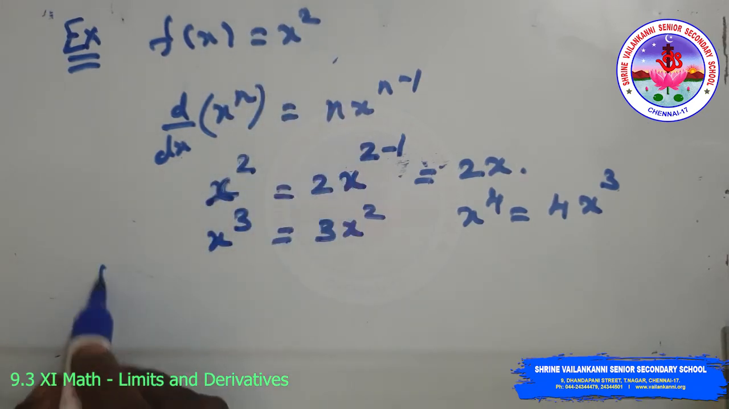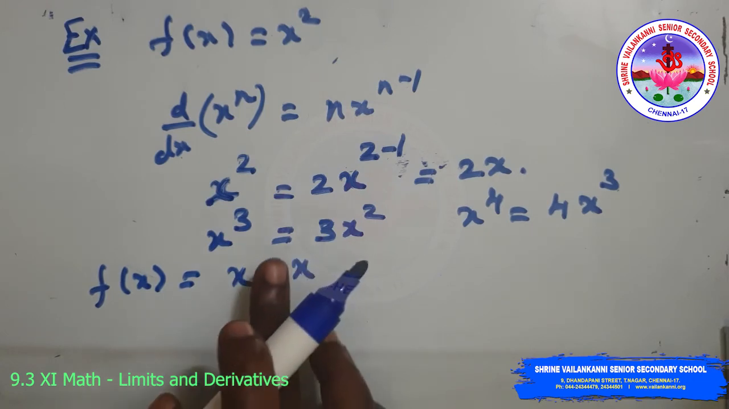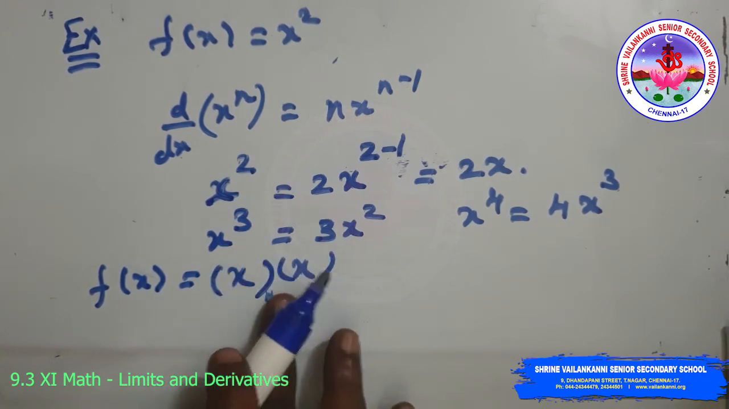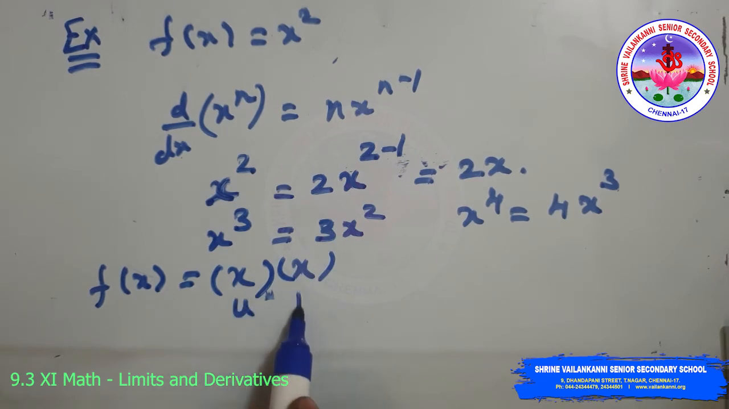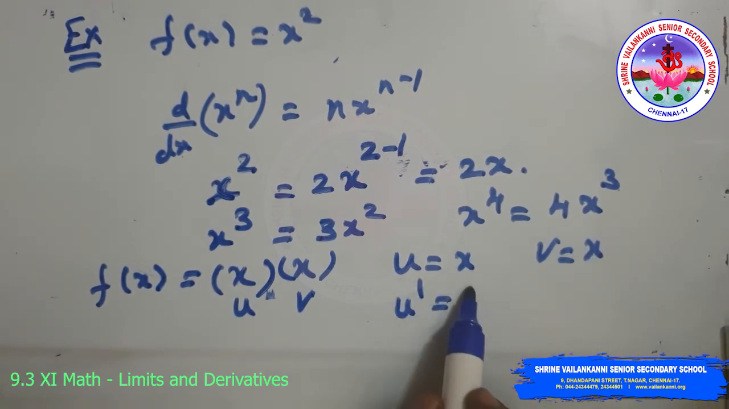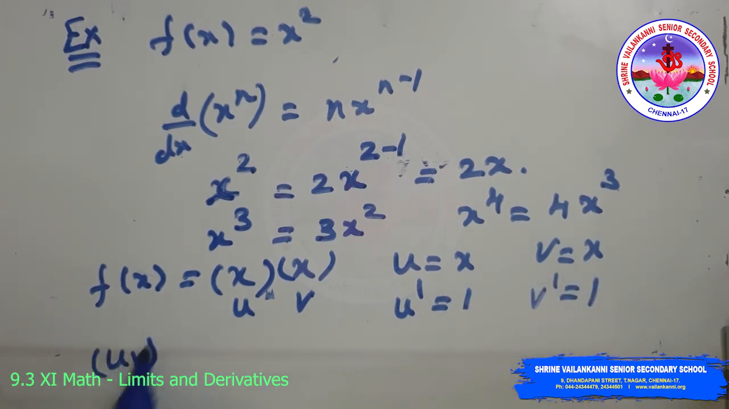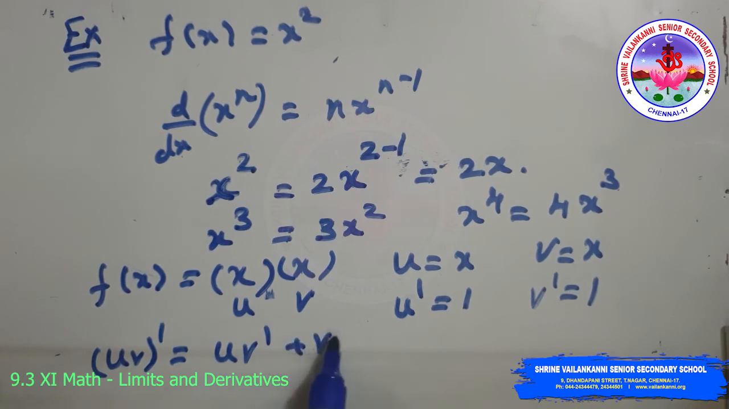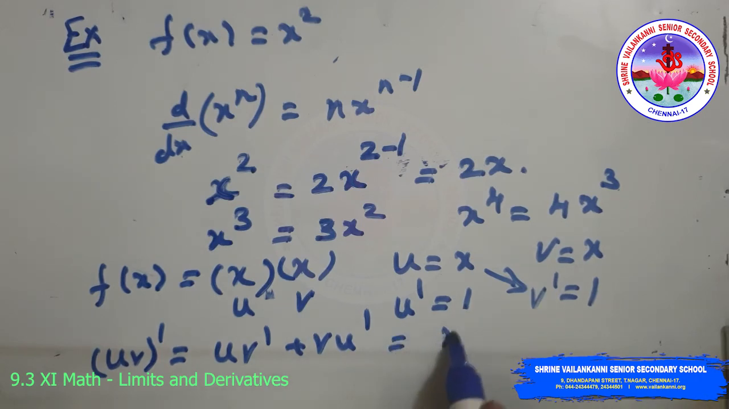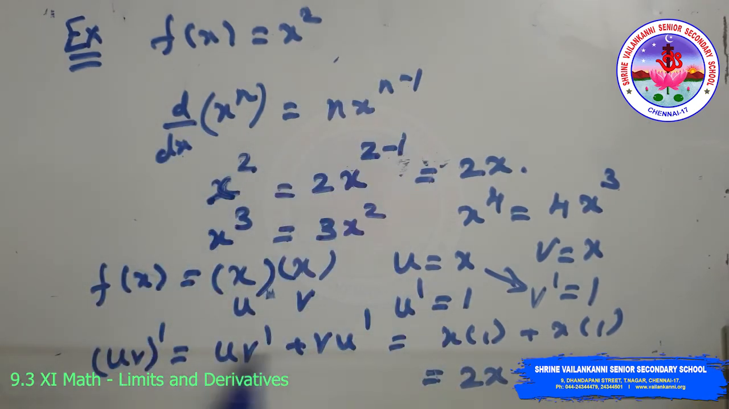differentiate this using the product rule. f of x equal to x square, which is x into x. Using the product rule, take u as x and v as x. Differentiating, u dash is 1 and v dash is 1. So the formula for (uv) dash is u into v dash plus v into u dash. So x into 1 plus x into 1, which is equal to 2x. So either you can use this formula or the product rule.